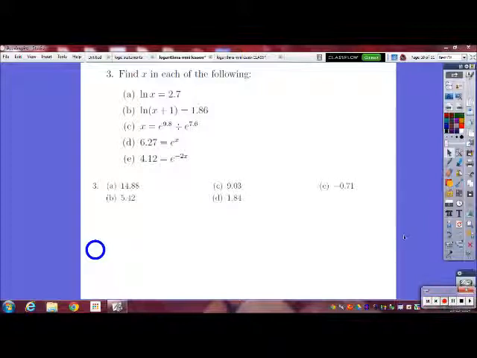And there are the solutions. So hopefully you got all those correct. If you did not, again, circle what you're confused about and ask in class.